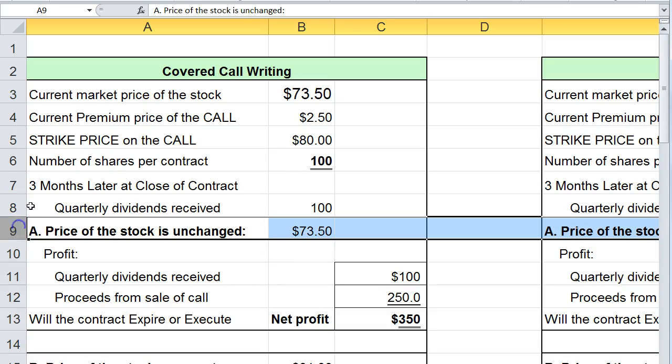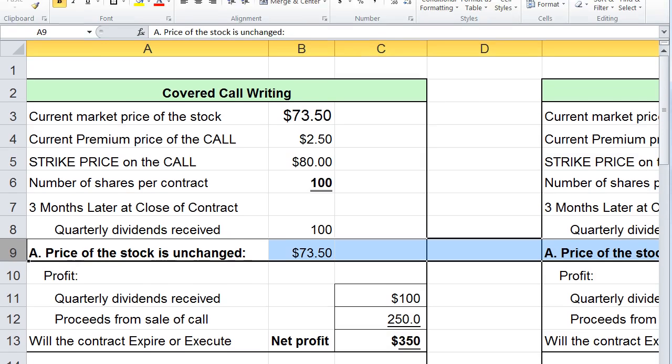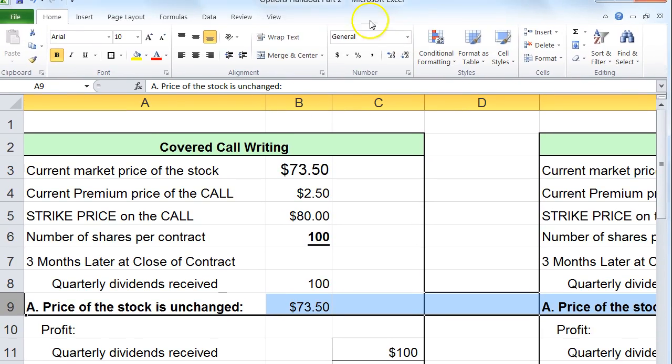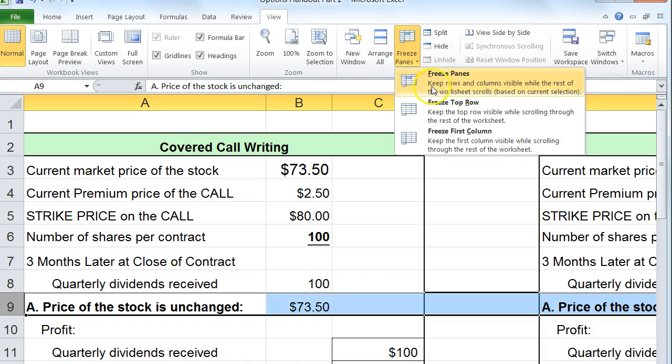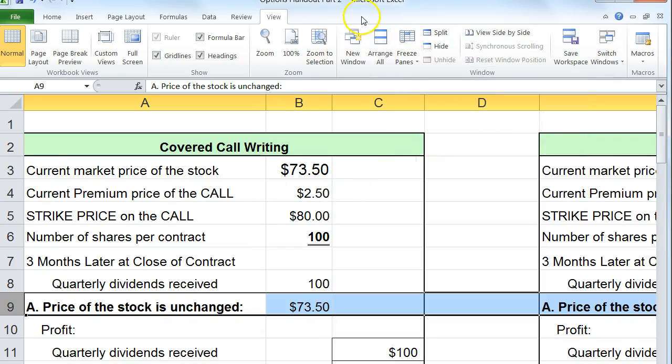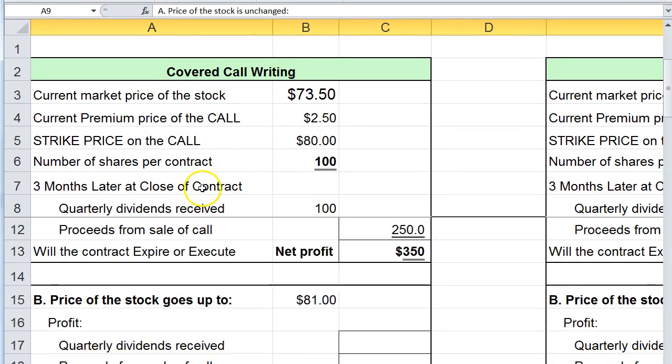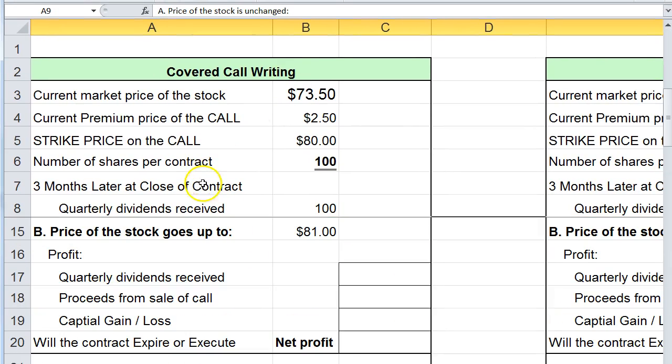What I'm going to do here is freeze the panes. That's a little Excel trick so I can move to part B and still have the information up here. Okay, so the stock price goes up to $81. Do I still receive the quarterly dividends? Yes, because I own the stock.